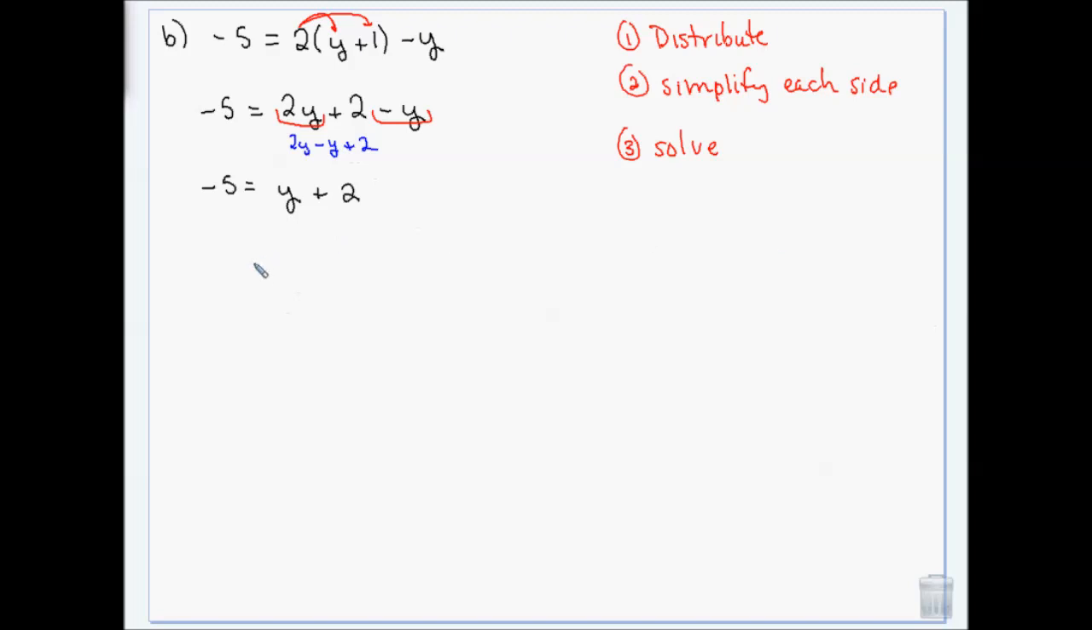Okay, now I've got nothing to do on this side. I can't do anything to just a negative 5, it's just sitting there. And y plus 2, I can't combine those anymore. So I have a plus 2, and I want to get rid of that 2. So since it's plus, I'm going to minus, and it'll cancel. And I have y equals, I have negative 5 and negative 2. So they're the same sign, so I'm going to add them.